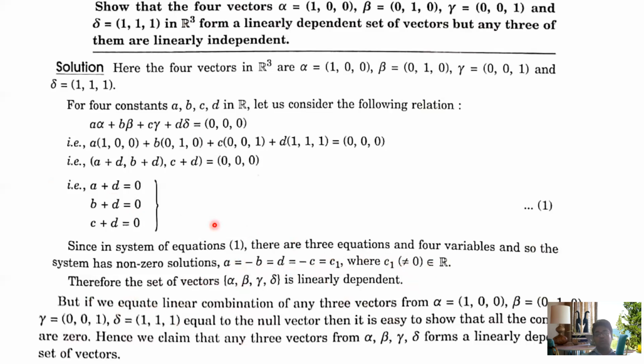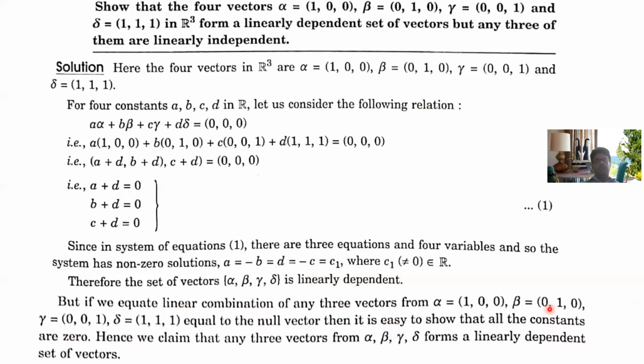So already you know that if all are non-zero, we can say by the Gauss elimination method that all scalars are not zero. That's why the set of vectors alpha, beta, gamma, delta is linearly dependent.